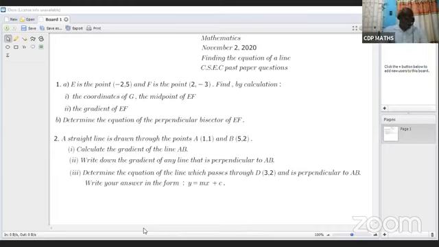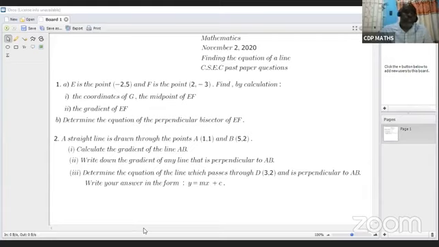So E is the point -2, 5, and F is the point 2, -3. Find by calculation the coordinates of G, midpoint of EF. Part 2, the gradient of EF. Part B, determine the equation of the perpendicular bisector of EF. Now, these questions value a lot of marks, so it's very important that you practice. So after every night of our class, you go and practice and practice and practice. So that means that by the time we reach exam time, this should be a walkover for you.